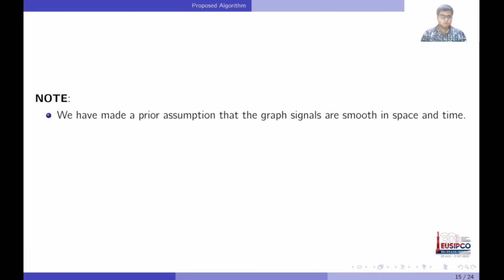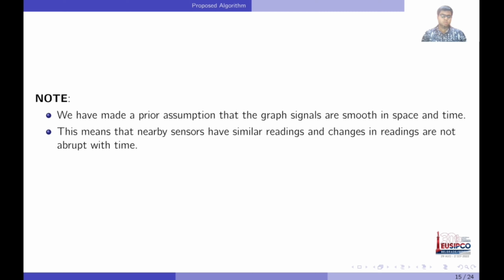In our work, we have made some prior assumptions. For example, here we assume that the graph signals are smooth in space and time. This means that we have assumed that nearby sensors have similar readings and changes in readings are not abrupt with time.